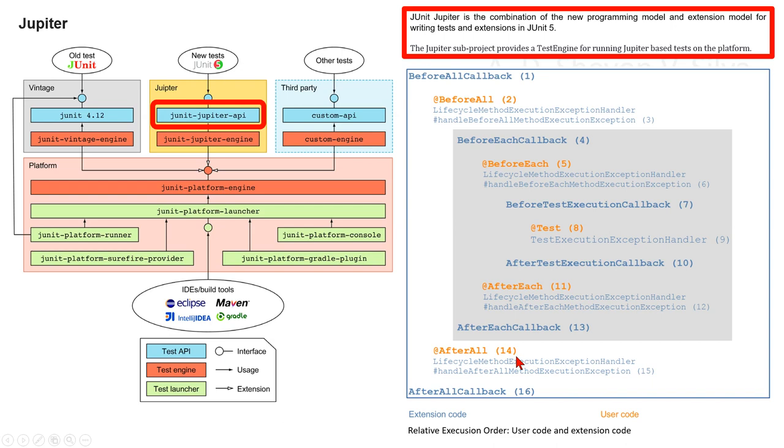The annotation interface AfterAll. @AfterAll methods must have a void return type. @AfterAll is used to signal that the annotated method should be executed after all tests in the current test class. The default void handleAfterAllMethodExecutionException(ExtensionContext, Throwable) in interface LifecycleMethodExecutionExceptionHandler handles the supplied Throwable that was thrown during the execution of @AfterAll lifecycle method.